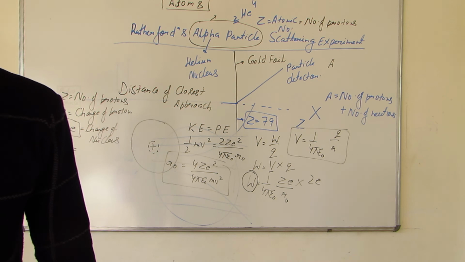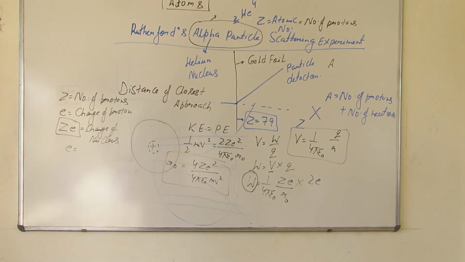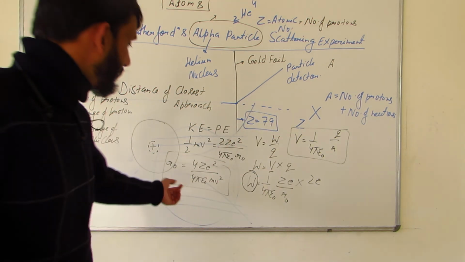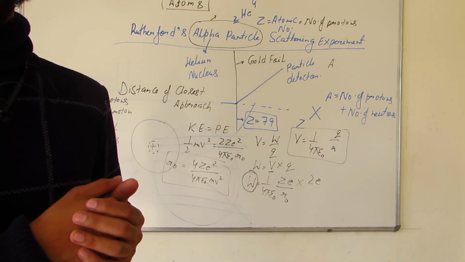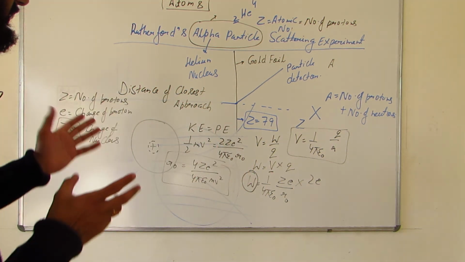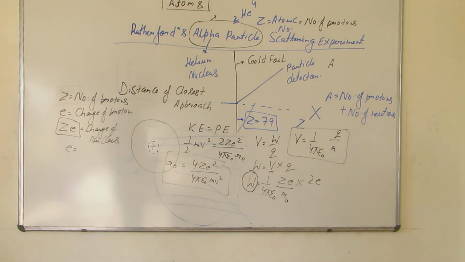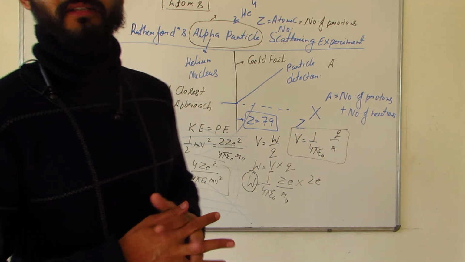So this is the least distance, the distance of closest approach. It means if you use this formula and know the other details, you can easily calculate how much closer the alpha particle will go to the nucleus. I hope this part was clear to you. Thank you so much.